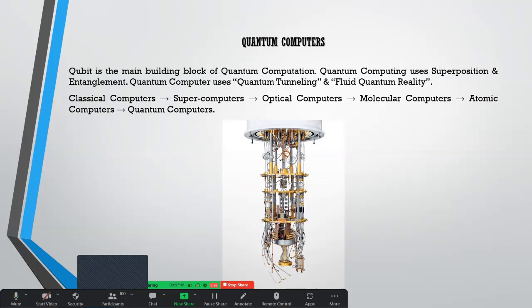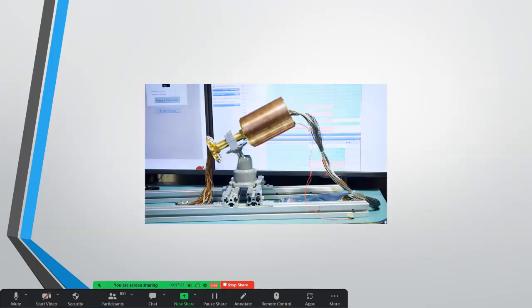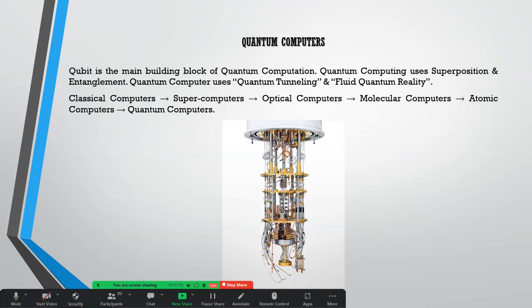So in the future, we'll not need any more silicon chips. Computers will be running on atoms, not on silicon chips. So this is one quantum computer where it is being tested out. And this one is another quantum computer which is also tested.